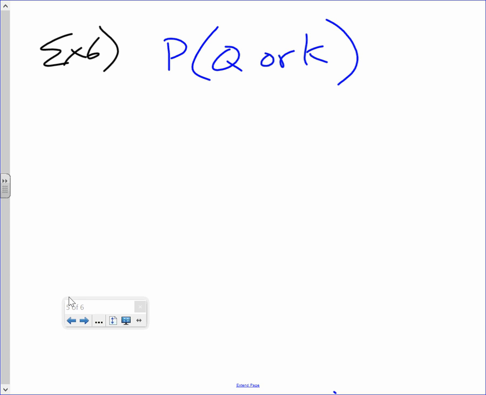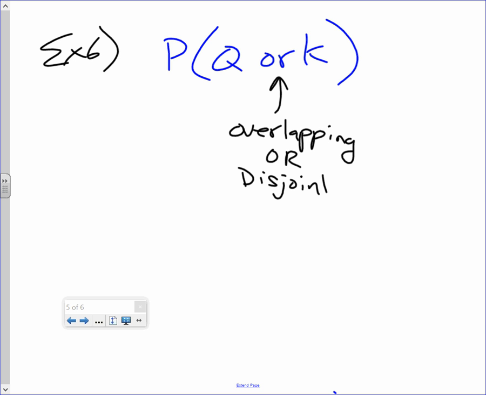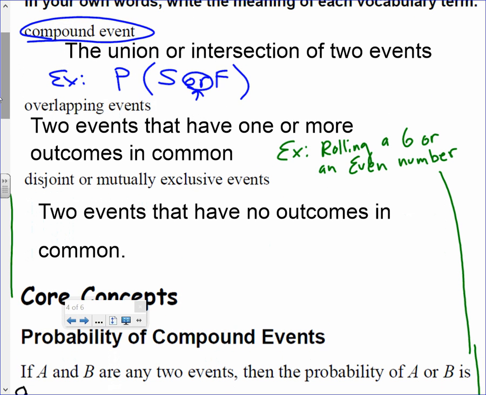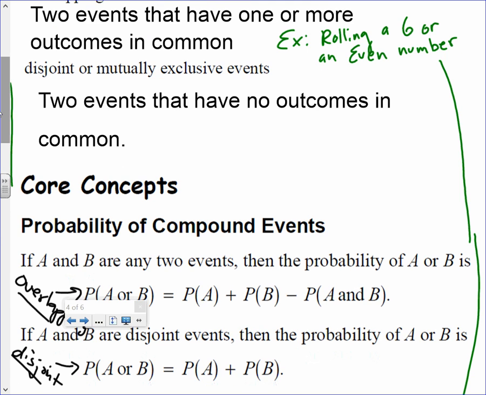Once you see the word or, you're asking yourself, is this an overlapping situation or is it disjoint? That's the question you first want to ask yourself when I pass out the test later. What does overlapping and disjoint mean? Let's look at our notes. Overlapping is when two events have something in common. Disjoint is when two events have nothing in common.